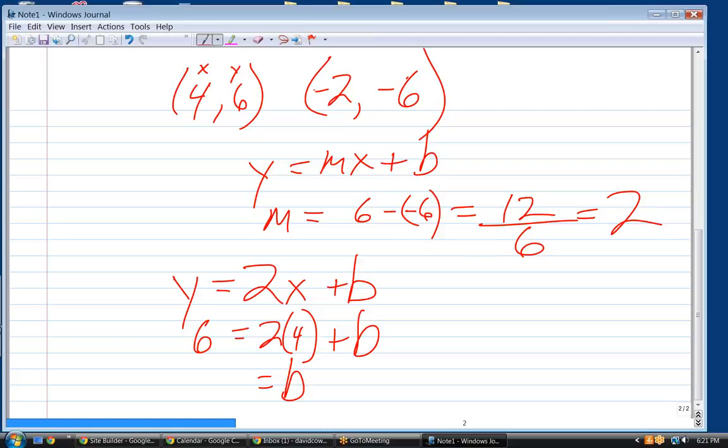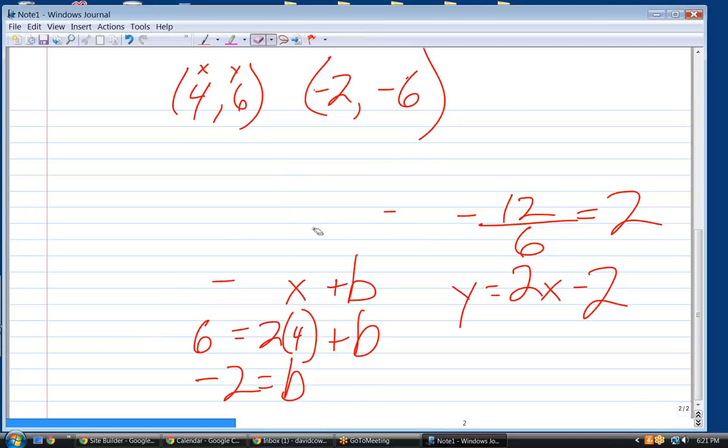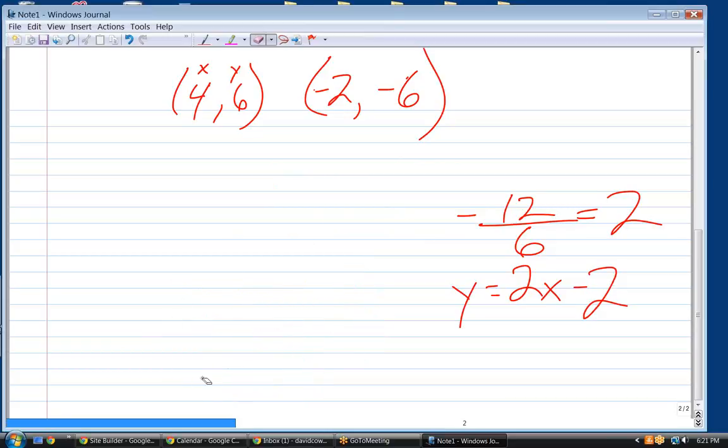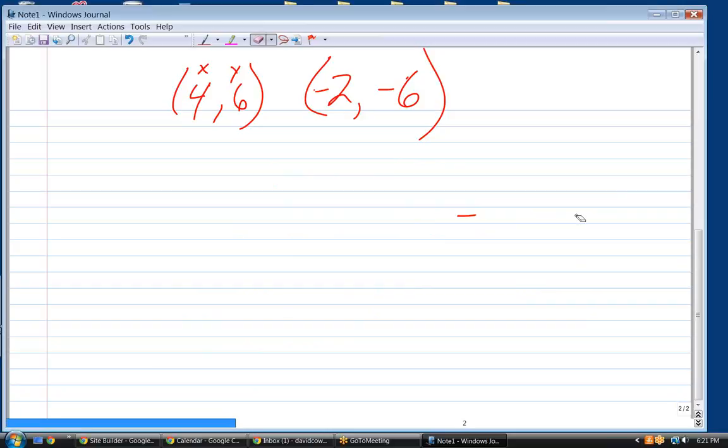Alright, so y equals 2x plus b and then 6 equals 2. So then 6 equals 8 plus b and then you minus 8 from both sides and you get negative 2 equals b. Okay. So our equation is y equals 2x minus 2. Okay. I have one more I want to give you because there are occasionally variations on this.